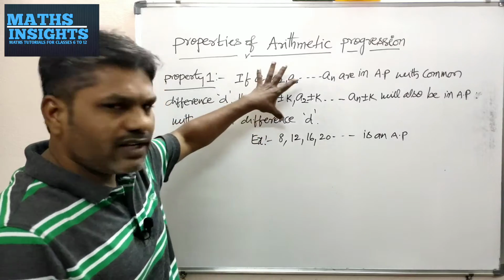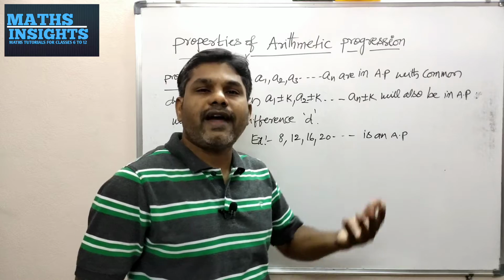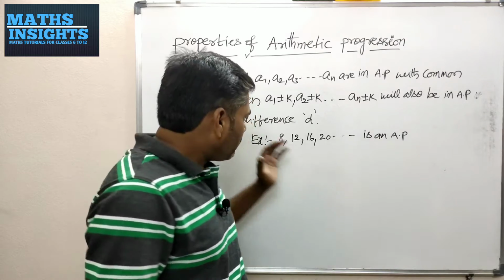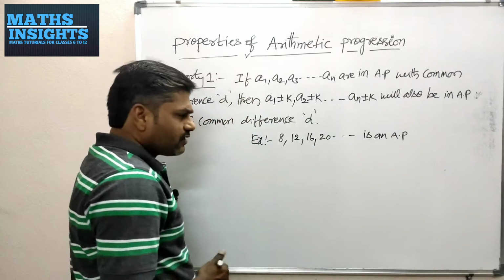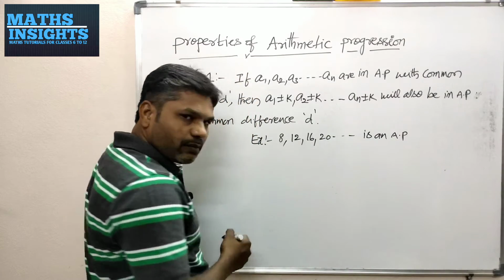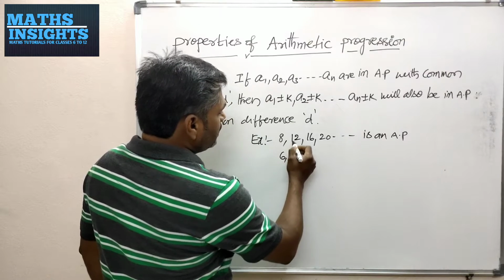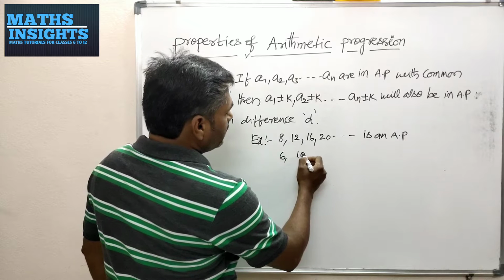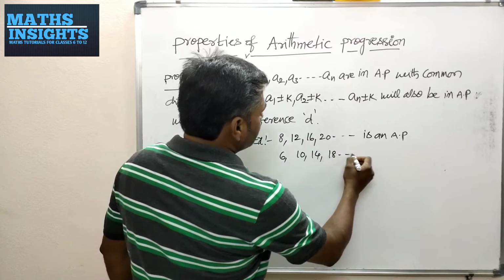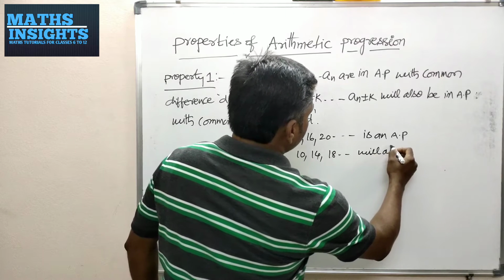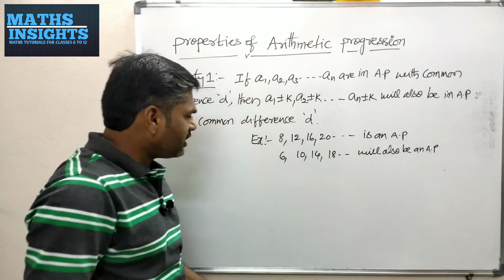Now, as per property number 1, if you subtract or add any constant to all these numbers, then the result will also form an AP. For example, I am subtracting 2. So 8 minus 2 is 6, 12 minus 2 is 10, 16 minus 2 is 14, 20 minus 2 is 18. This will also be an AP. Check whether it is an AP or not.